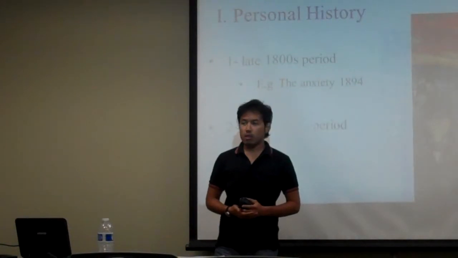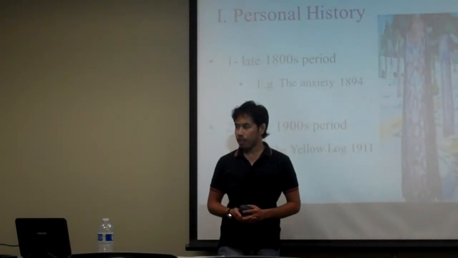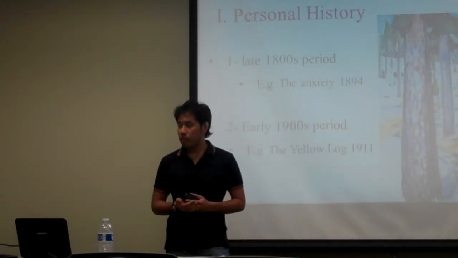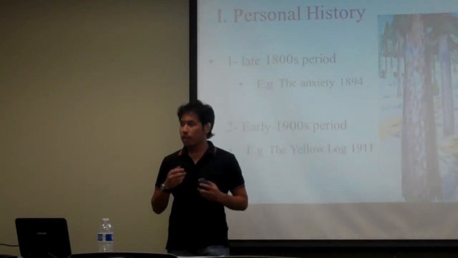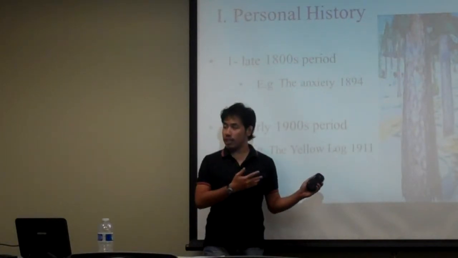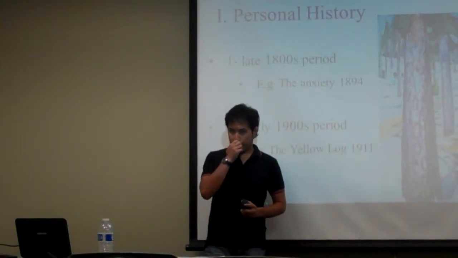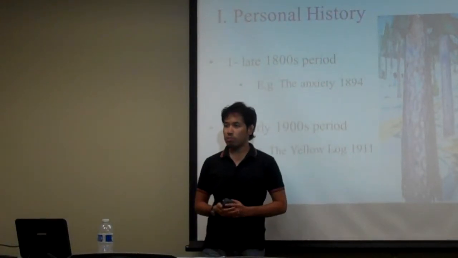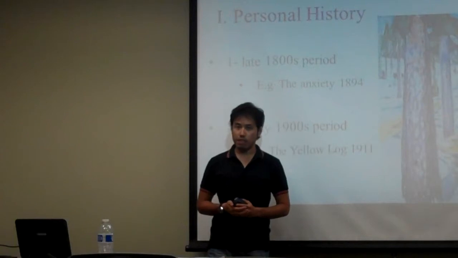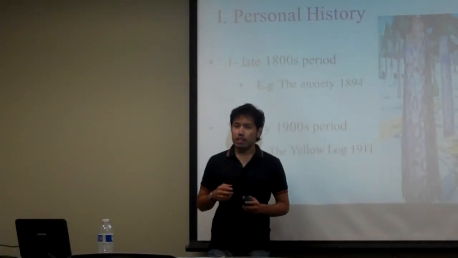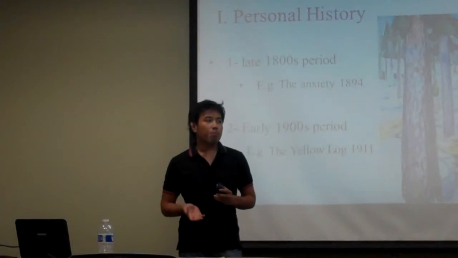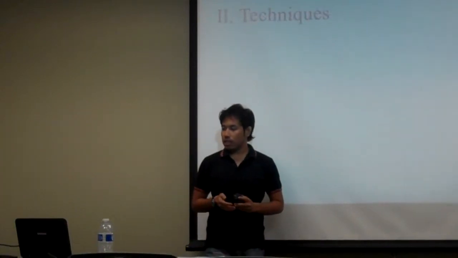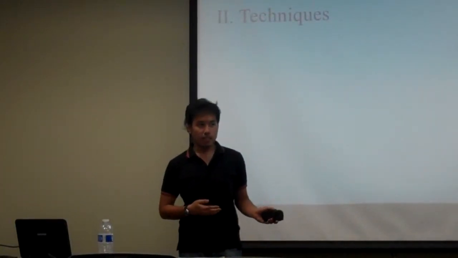The second period took place in the early 19th century. In this period, the themes were dramatically altered. They became more optimistic, and he utilized bright colors. Also, as you can see in this painting called The Yellow Log, it was made in 1911. From this period, Edvard began to become more successful as an artist.